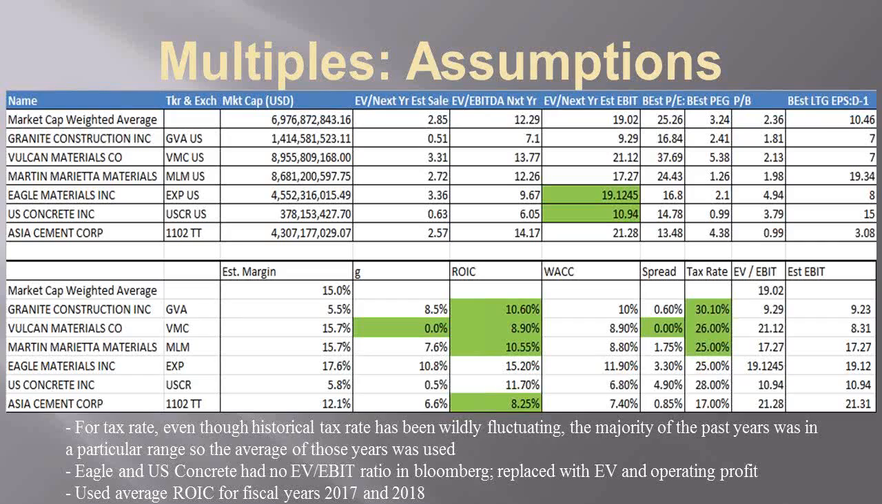Okay. Vulcan is the oldest of these companies, and also this industry is very mature. So the ROIC and the WACC are equal, so the spread is 0, therefore growth is 0.